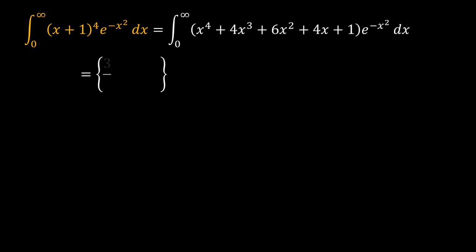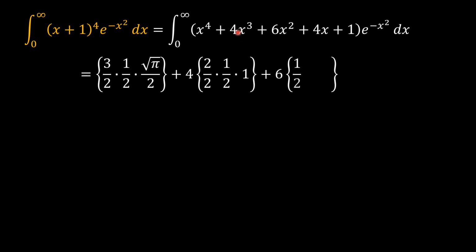So coming back to our problem here, we do have odd and even terms, and we'll use our general formula now to plug away, right? So with x to the power 4, we have 3 over 2, 1 over 2 times root pi over 2. With the power 3, we have the constant of 4, and we have 2 over 2, 1 over 2 times 1. Squared, we have 6 as a constant here. We have half root pi over 2.